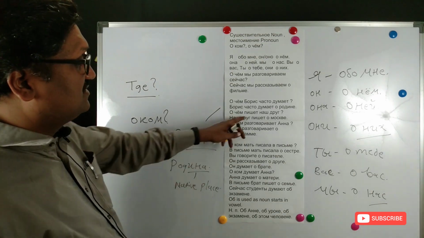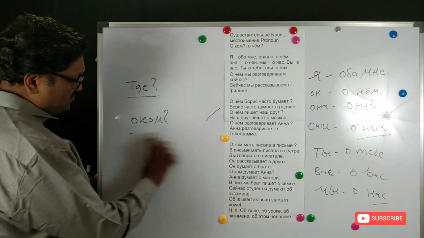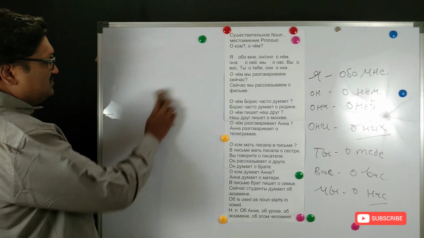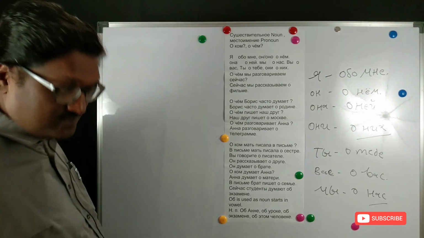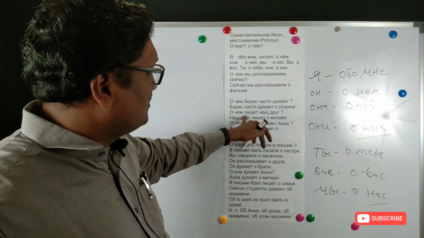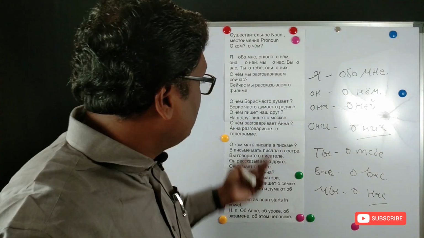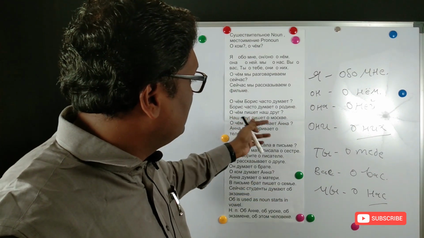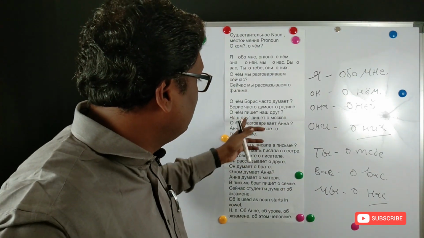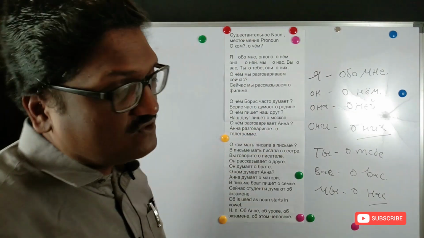O chom pishet nash drug? Moi, moya, moyo, moi, tvoi, tvoya, tvoyo, tvoi, nash, nasha, nashe, nashi. All this we have studied in the pronouns. We have seen how they are changing. So, o chom, about what is our friend writing? Nash drug pishet o Moskve. He is writing about Moscow.